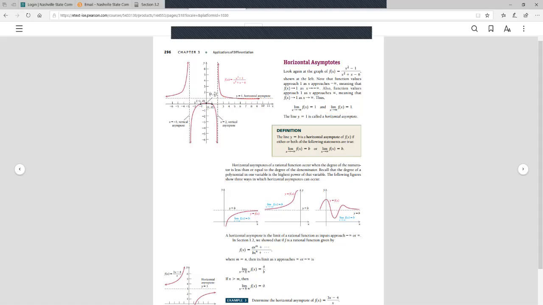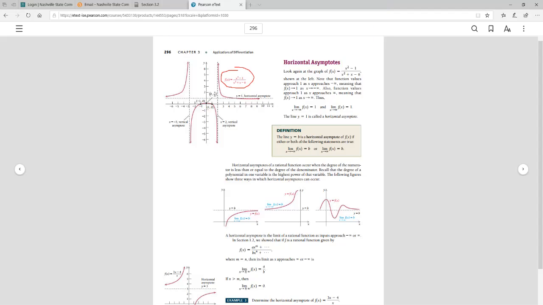Horizontal asymptotes of a rational function occur when the degree of the numerator is less than or equal to the degree of the denominator. So notice this function here. The degree of the numerator is 2 because we have x squared. The degree of the denominator is also 2. And it says that horizontal asymptotes of a rational function occur when the degree of the numerator is less than or equal to the degree of the denominator. Since these are equal, then we know that we would have a horizontal asymptote for that function.